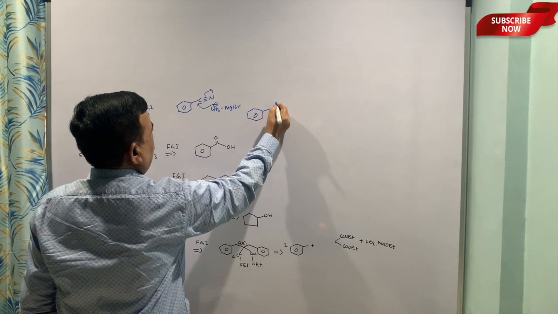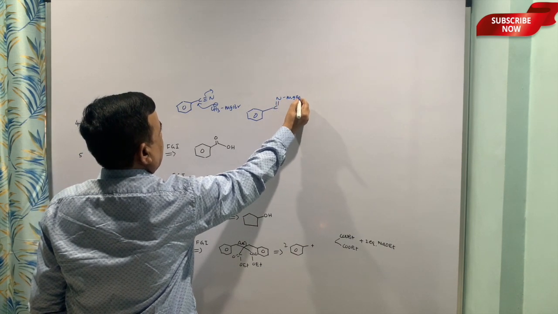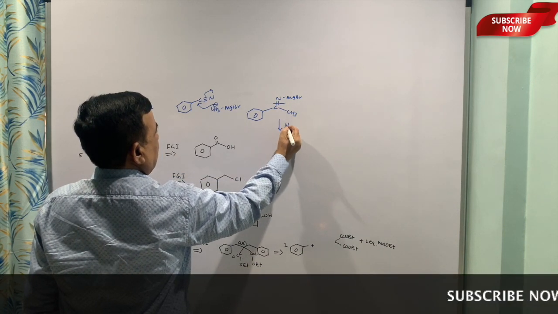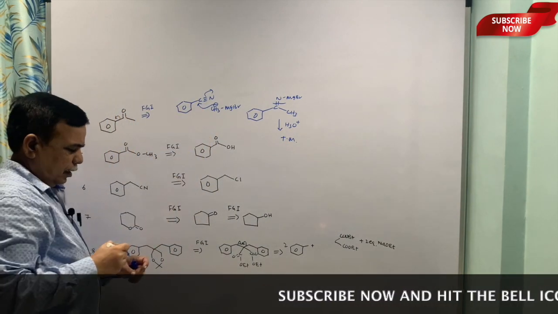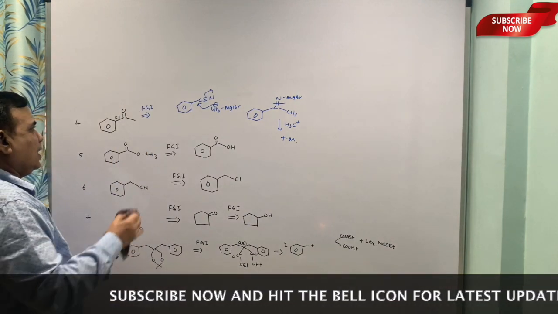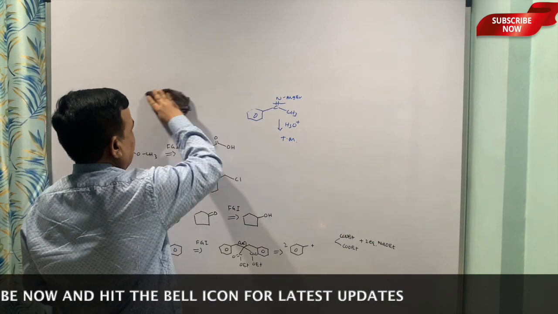So, if we do like this, it will be NMgBr methyl, and then this one on hydrolysis would furnish you the target molecule. So, this is another path wherein you can use the functional group interconversion and still can get the desired compound. This is another alternate pathway.